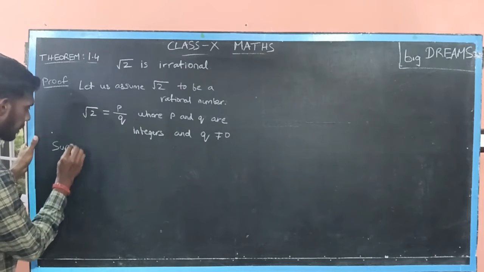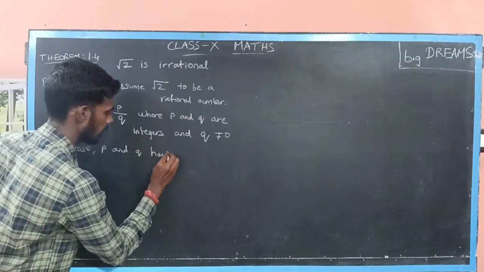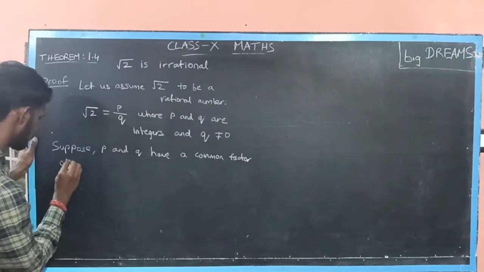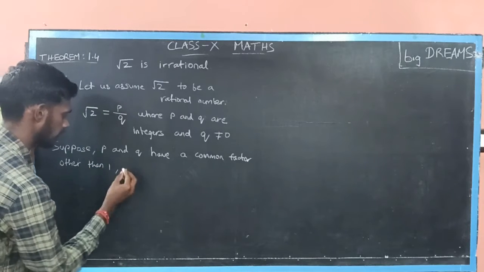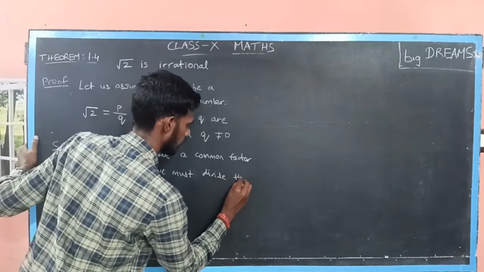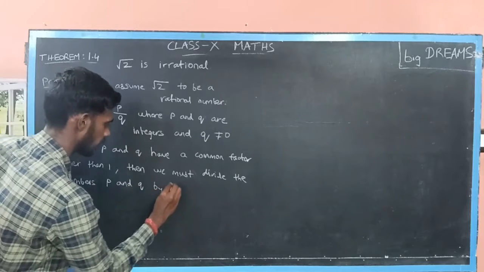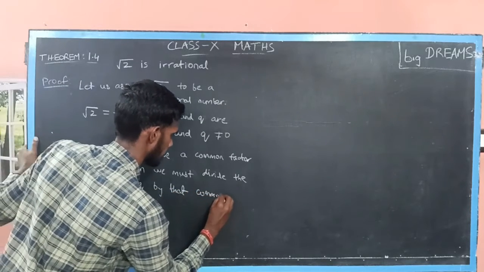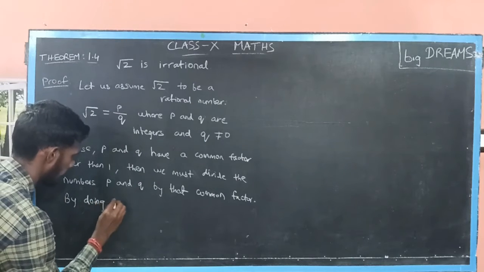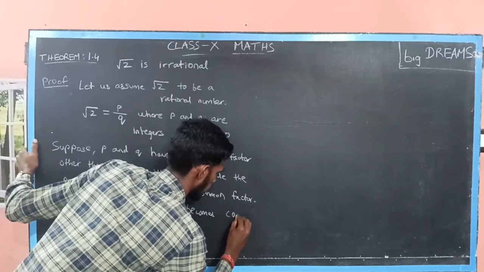Okay, suppose the integers P and Q have a common factor other than 1, then we must divide the numbers P and Q by that common factor. By doing so, P and Q become co-primes.